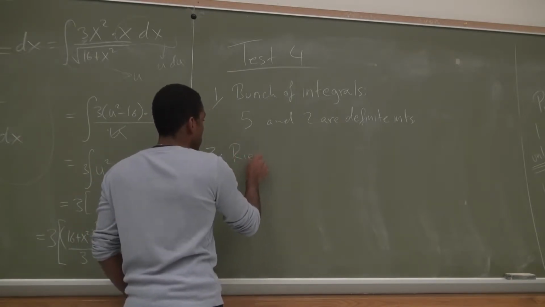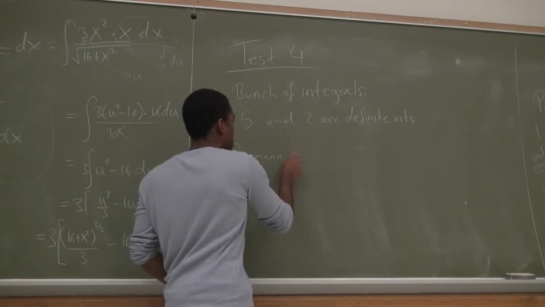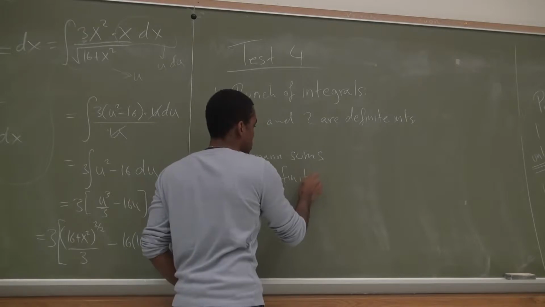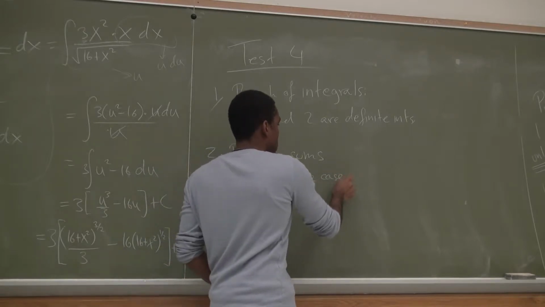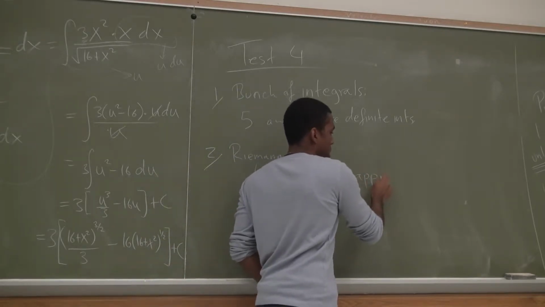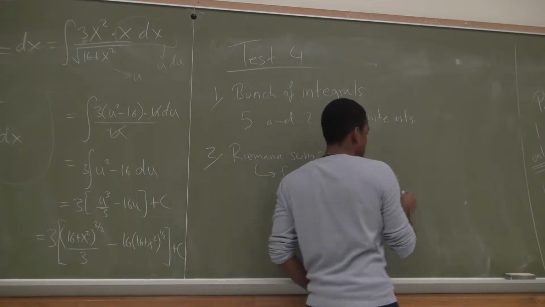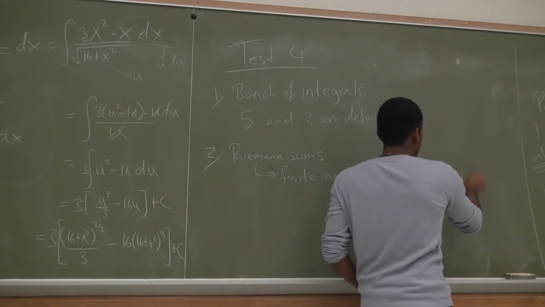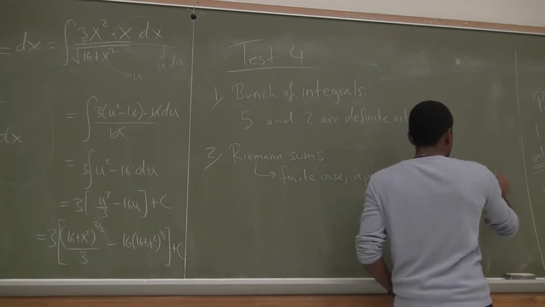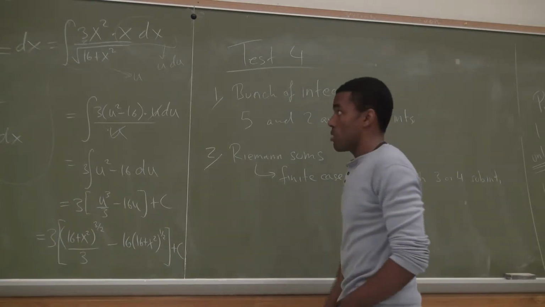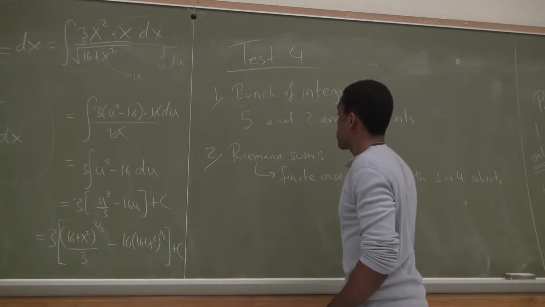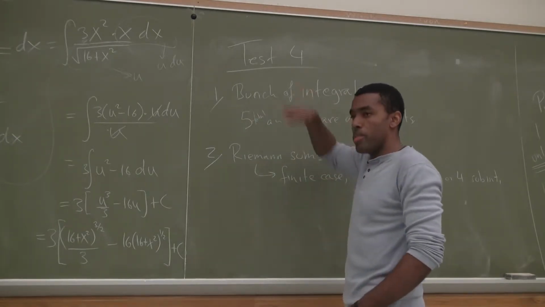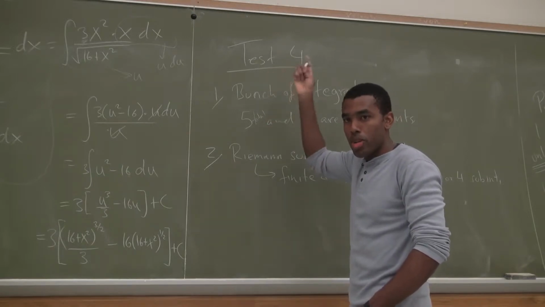I know I asked about Riemann sums, the finite case. That's where I actually ask you to approximate by right hand or left hand or something like that with 2 or 4 subintervals. Wait, what do you mean 5 indefinite integrals? Huh? 5 total. 2 are definite, right? 2 of them have numbers on the integrals, and 3 of them don't.